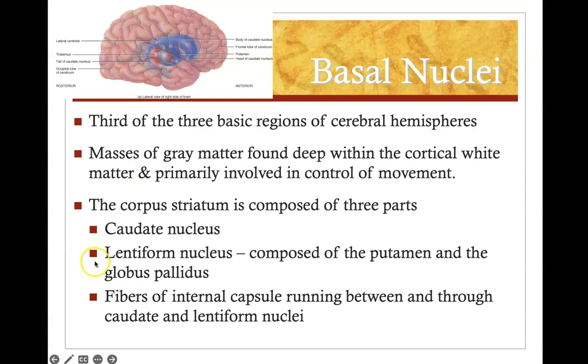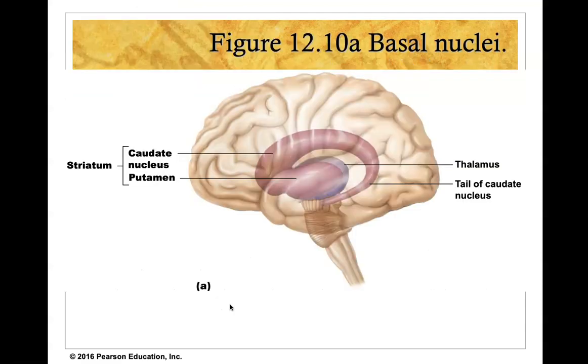So I'm going to mention them. There's what's called the corpus striatum, I'll show you in just a minute, that's broken up into the caudate nucleus, the lentiform nucleus, as well as then you have these fibers of the internal capsule running between and through the two of them. So here is basically how the basal nuclei are all connected together.